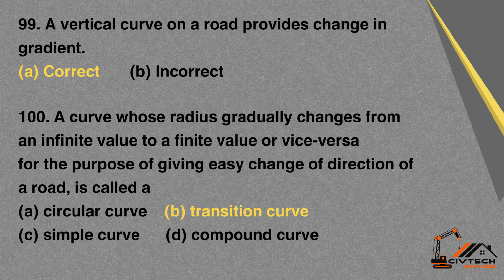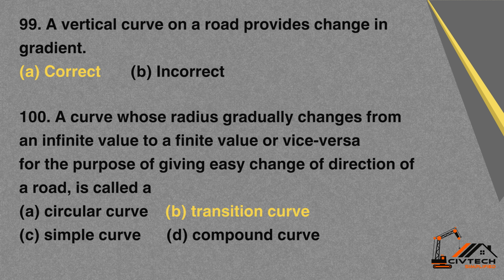100. A curve whose radius gradually changes from an infinite value to a finite value, or vice versa, for the purpose of giving easy change of direction of a road, is called: A. Circular curve, B. Transition curve, C. Simple curve, D. Compound curve. Correct option: B. Transition curve.